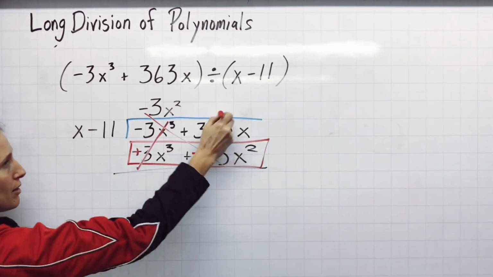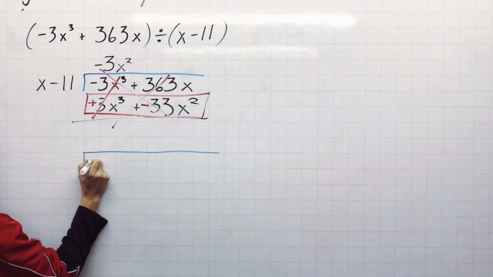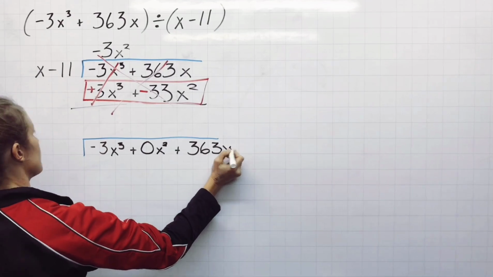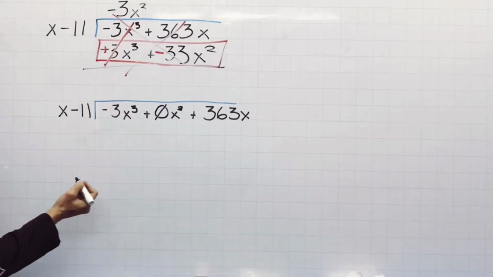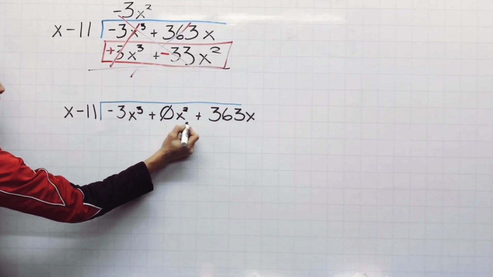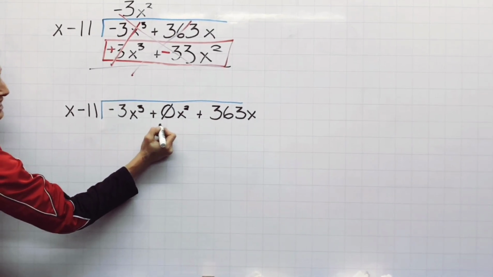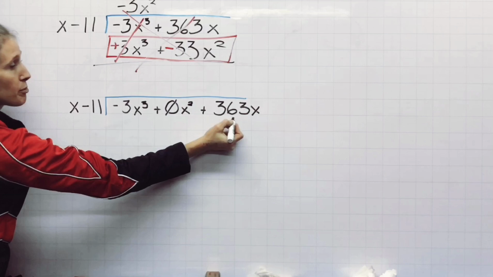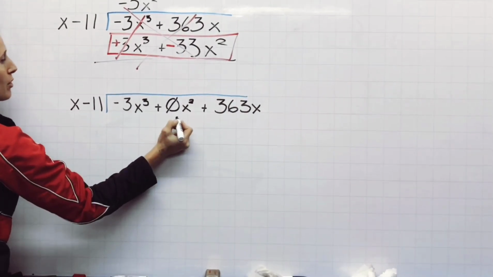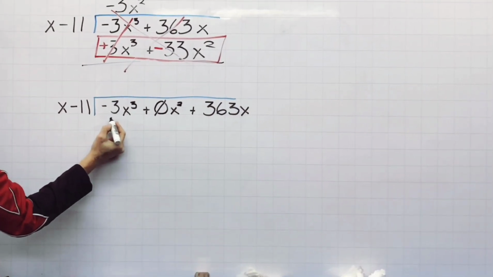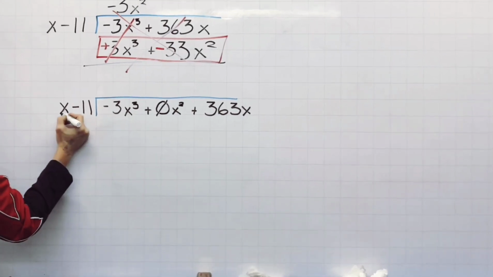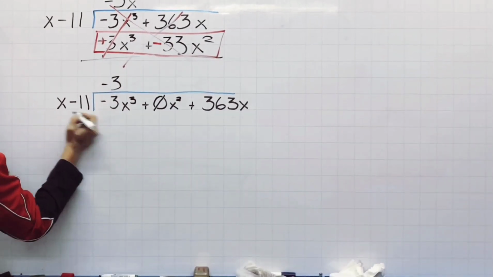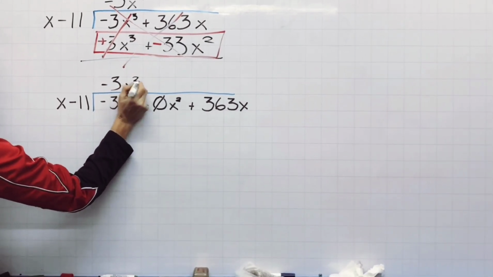Let's start again. As you can see, I added the middle term that we are going to need, which was the 0x squared. Does this change the value of this polynomial? No, because of the 0. So here we go, we divide again. Negative 3 divided by 1, negative 3. X cubed divided by x, x squared. We multiply it out.